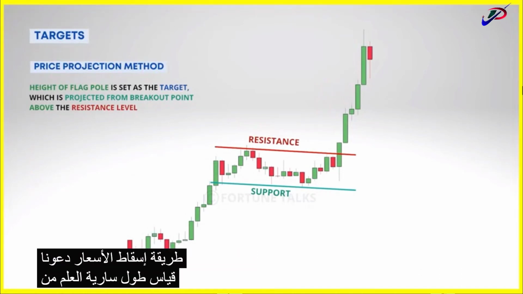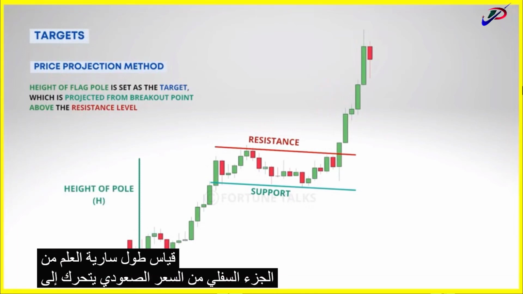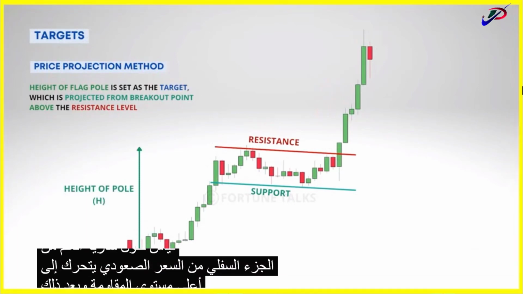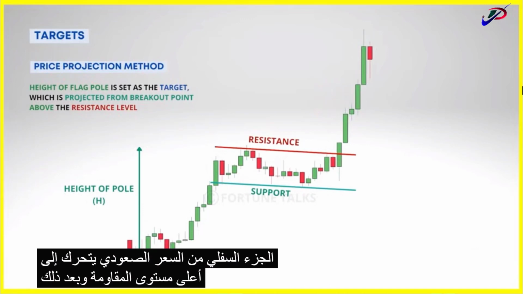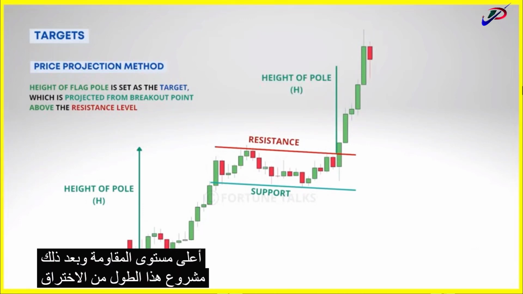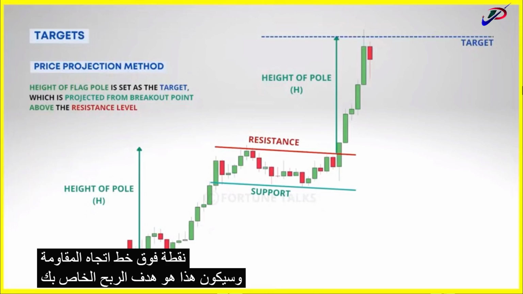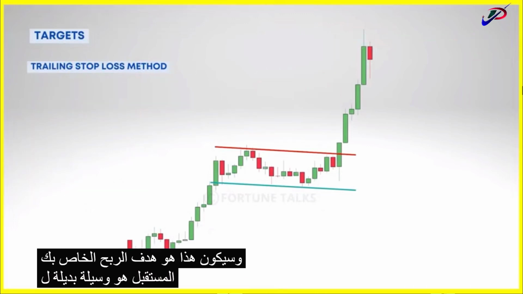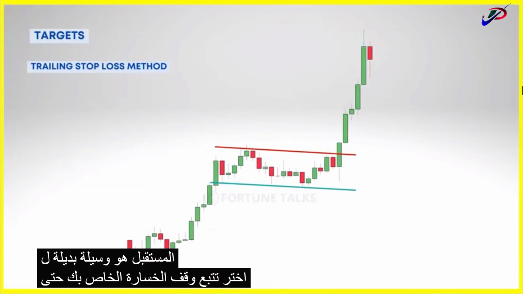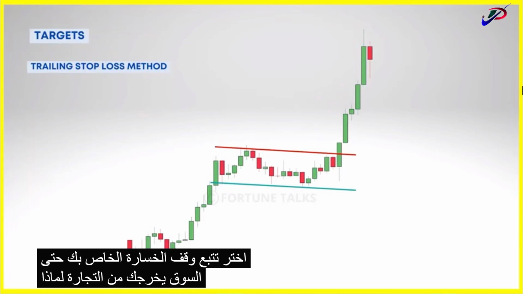This method is also known as the price projection method. Let's measure the length of the flagpole from the bottom of the bullish price move to the top of the resistance level, and then project this length from the breakout point above the resistance trend line, and this will be your profit target in the future. An alternate method is to choose to trail your stop loss until the market takes you out of the trade.